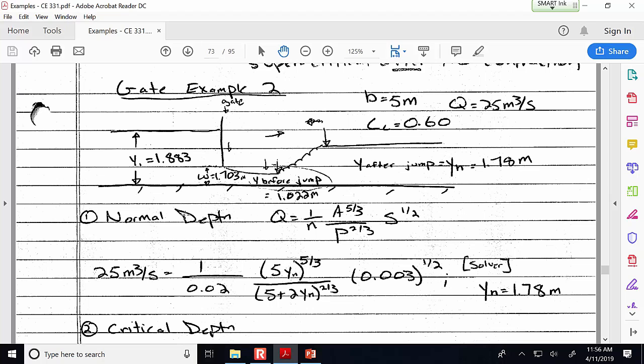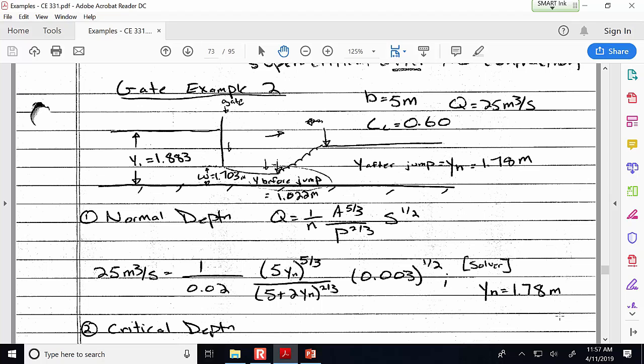So the channel's 5 meters wide and it's rectangular, which means the area will just be 5 times the depth. The wetted perimeter is 5 on the bottom and then 2 times the depth on the sides. So the wetted perimeter is 5 plus 2y. And when you solve for the flow rate, you should get 1.78 meters. Did anybody else get that same value for the normal depth in the channel?